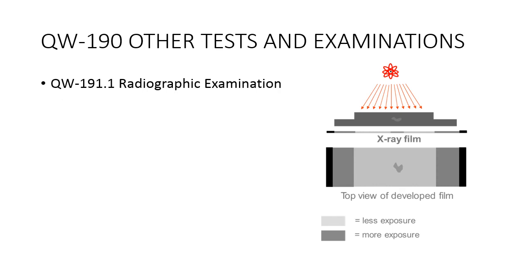QW-191, radiographic examination. This is the paragraph that sets the table, the foundation for using radiography to test welds, to see if they're in compliance with the criteria that's set forth. The technology has been around 100 years. You use a source to produce radiation. It goes through the metal. You've got a piece of film on the backside, and if something's there, it's going to show up on the film.